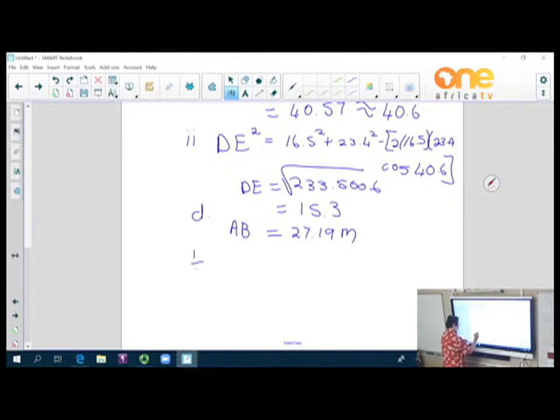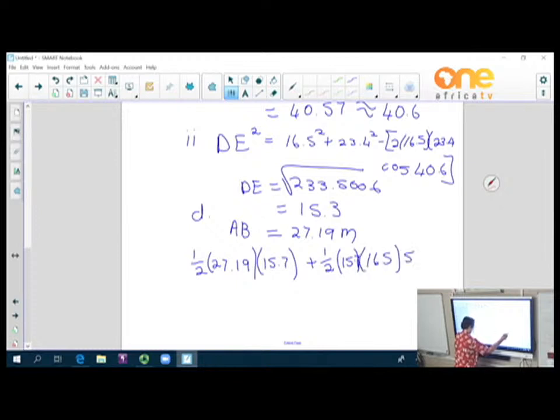So it is a half of 27.19, because those two must be perpendicular. That's why I need AB, and the 15.7. This is in a right angle triangle. And then the second one is not a right angle triangle. So it's a half BC, 15.7, times the 16.5 sine 79.46. Remember, two sides and the included angle.